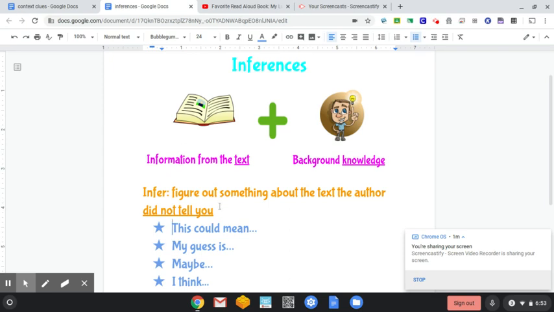When you infer, you figure out something that the author does not tell you. And I actually really love making inferences because it means that I've gotten really heavily involved in the story.